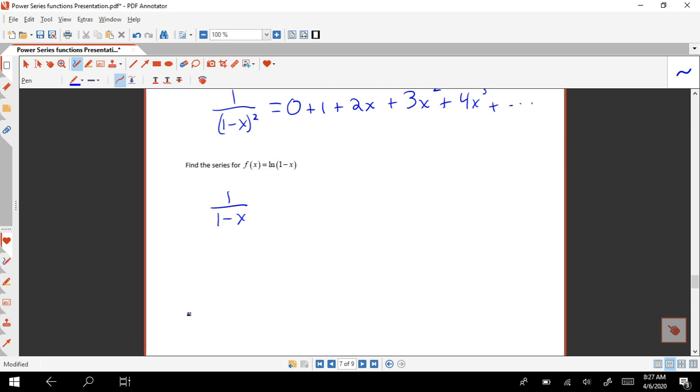Well, yep, you're probably thinking it. It's the integral of this. Well, really, it's the opposite of the integral plus some kind of a constant. So we can figure out what this is by taking the integral of the series.